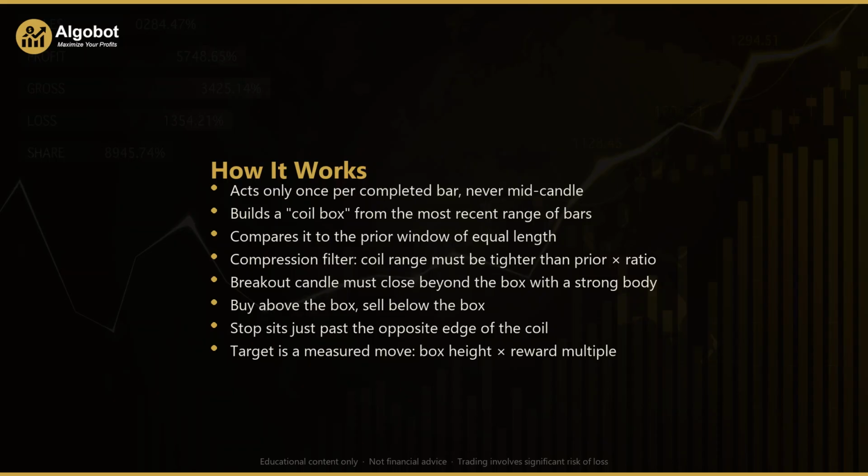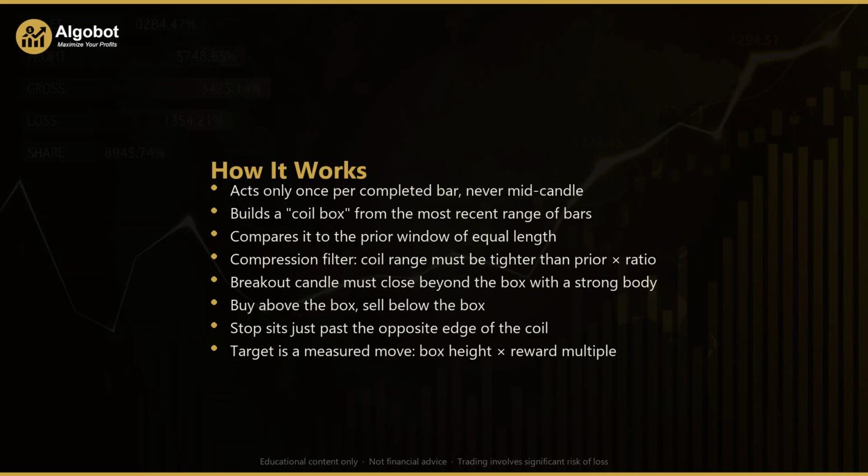Now comes the heart of the idea, the compression filter. The strategy detects a valid coil only when the recent box height is less than or equal to the prior range multiplied by the contraction ratio. So if the ratio is set to 0.8, the recent range must be no more than 80% of the earlier range. If the market has not actually tightened, the strategy simply waits and no trade is considered.